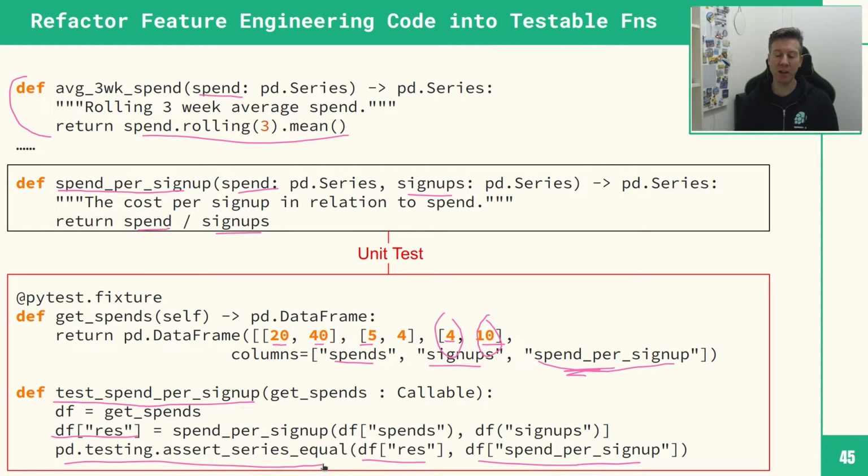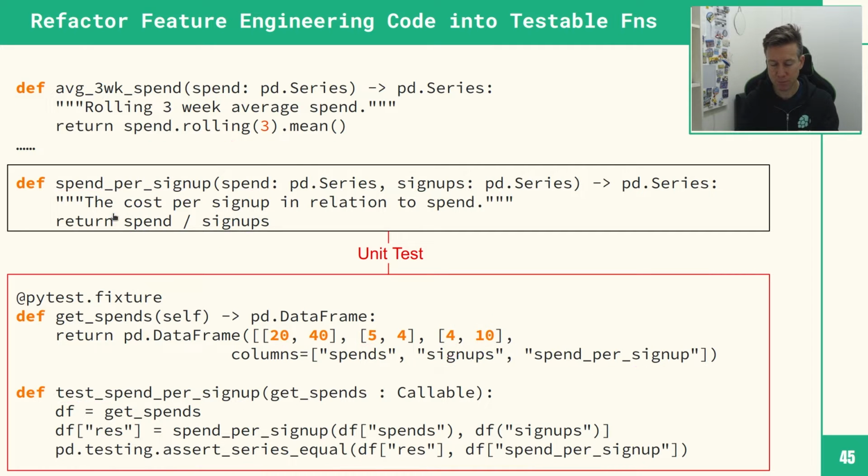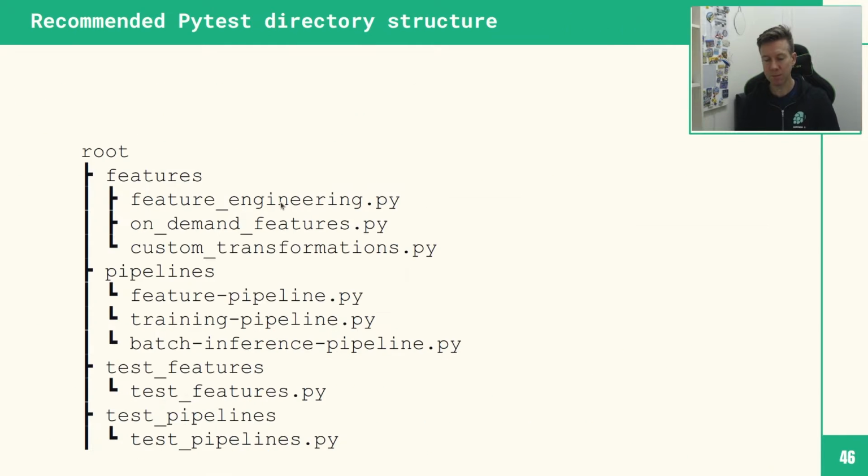Now, if somebody changed, for example, how this feature is computed, maybe they want to compute some other type of average spend per signup, then the unit test might fail, because downstream clients may be dependent on this being the expected behavior of the function spend per signup. And if you change it, the unit test should warn you that you've changed the semantics of this spend per signup feature, and it may break downstream clients.